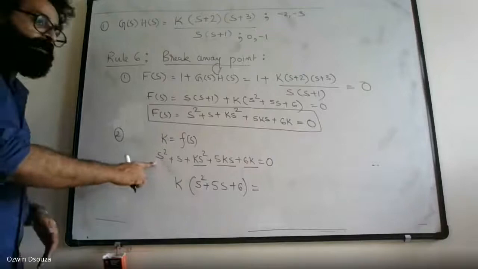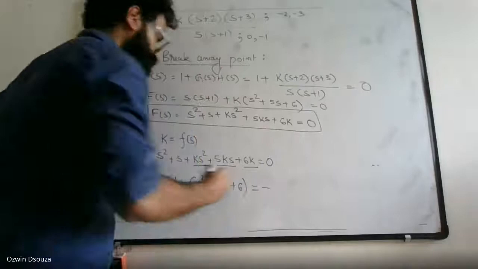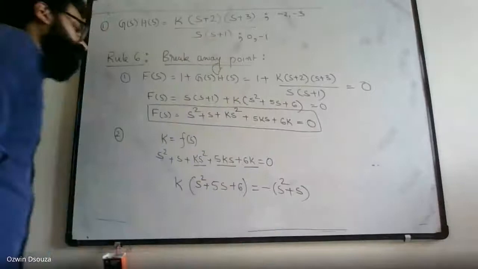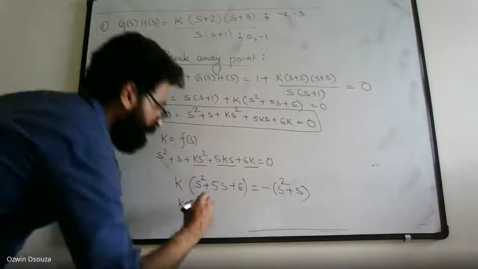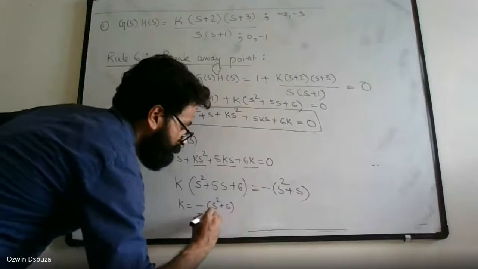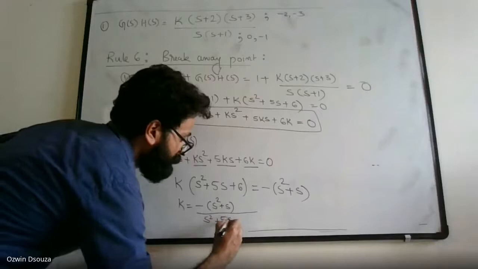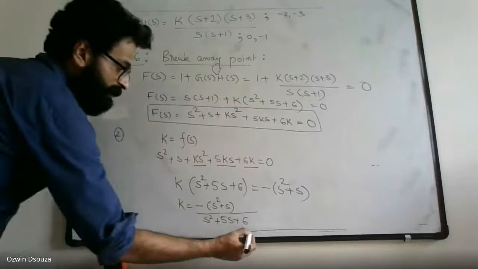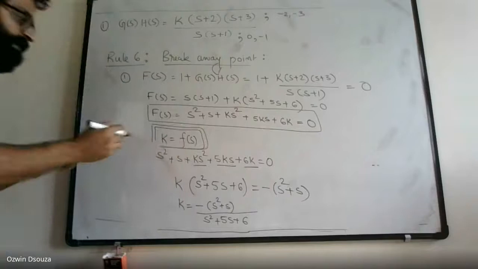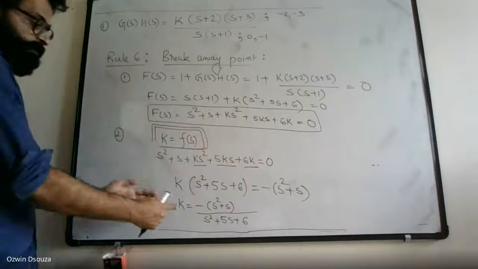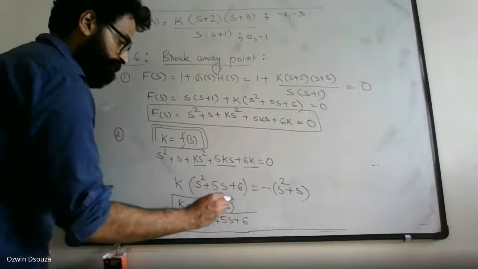So I will get minus of S square plus S. Or K is equal to minus S square plus S divided by the quadratic equation, S square plus 5S plus 6. Okay, so this is my function of K, right? This is what I was referring to. You have to get an equation, something like K is equal to function of S. So you have K on the left hand side, and on the right hand side you have the function of S. So this is what you are supposed to find.